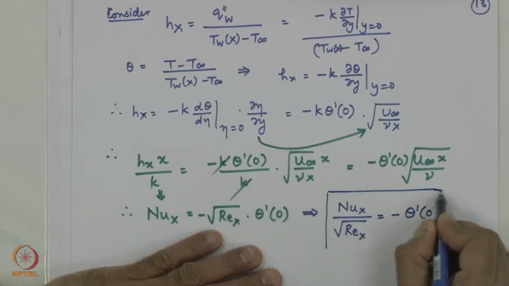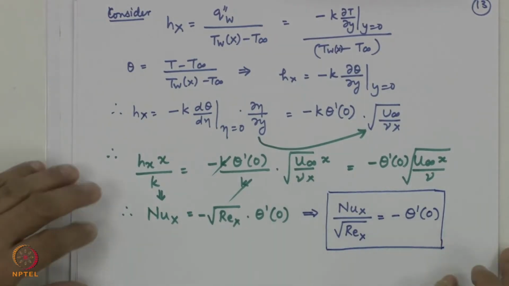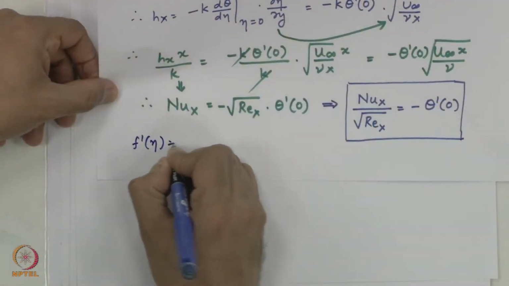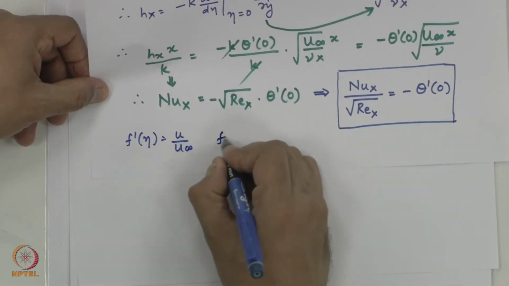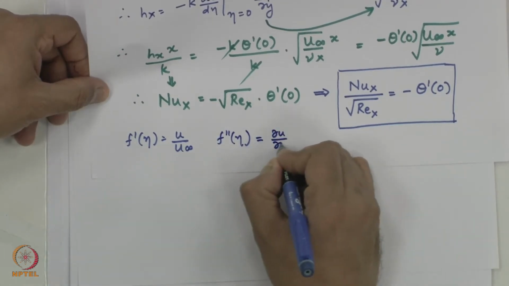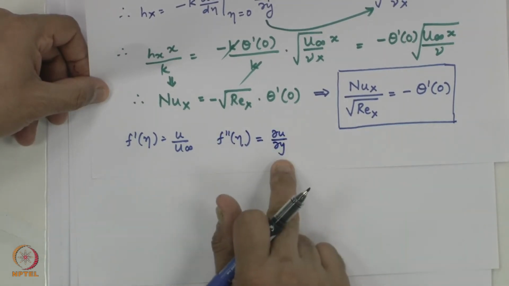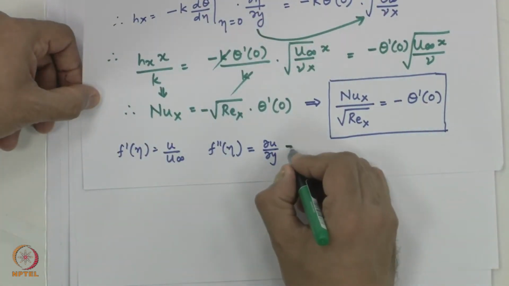Very, very useful result. What this means is the gradient theta prime of 0 is nothing but a direct measure of the Reynolds number. Now, you go back and look at our results. F prime of eta was u by u infinity. F double prime of eta is du by dy, the wall shear stress, because this was defined this way, correct? Wall shear stress.